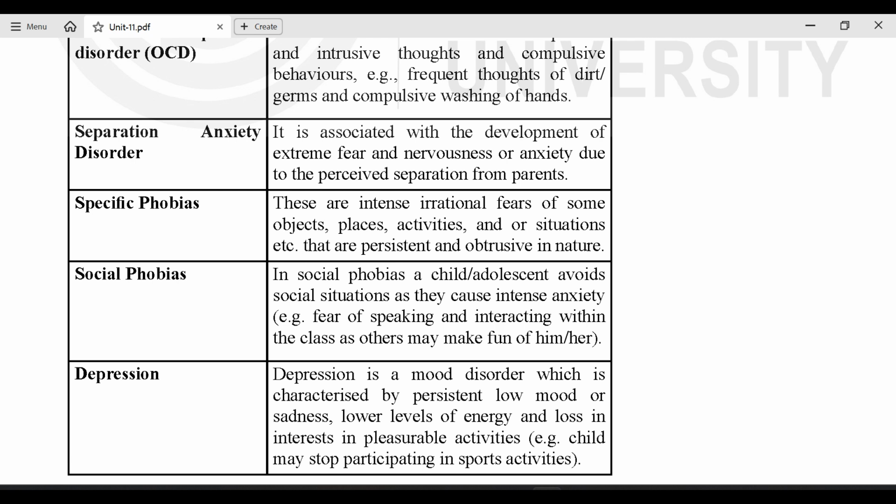Social phobias. In social phobias, a child/adolescent avoids social situations as they cause intense anxiety. For example, fear of speaking and interacting in class as others may make fun of him/her. Depression. Depression is a mood disorder characterized by persistent low mood or sadness, lower levels of energy, and loss of interest in pleasurable activities. For example, a child may stop participating in sports activities.